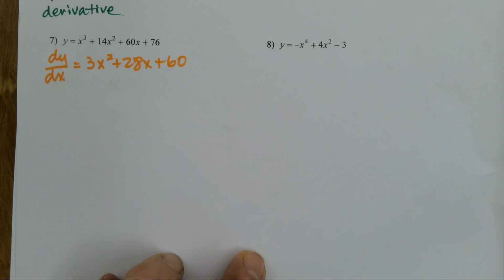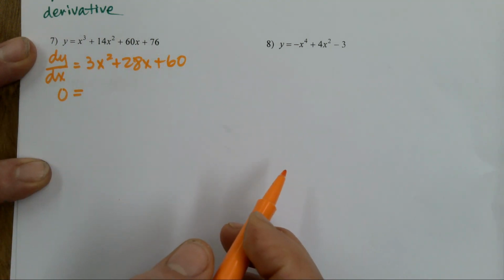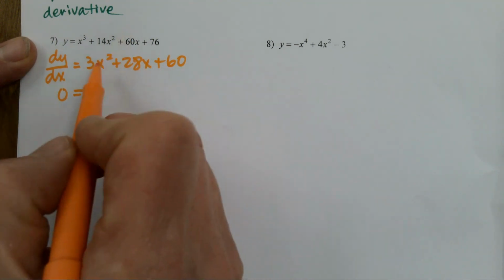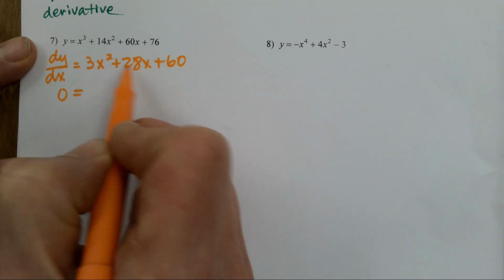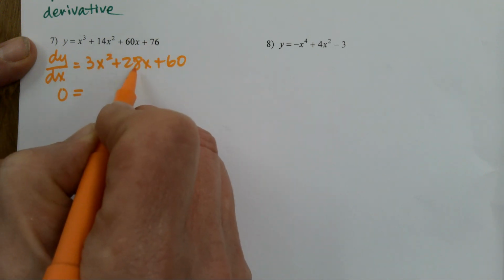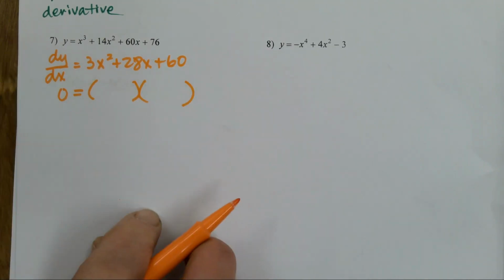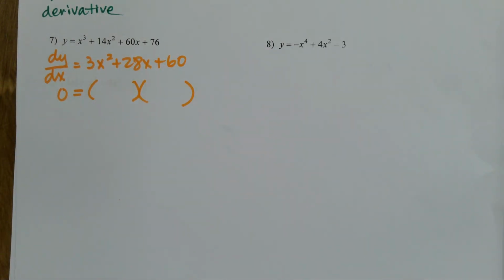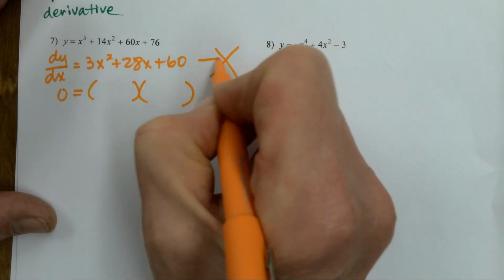So I found my derivative. I'm going to set it equal to 0. Can I factor out anything? I don't think so. I don't think 28, nothing comes out of 28. So I'm just going to factor this however I need to. I'm going to break that down. So we can snowflake it or guess and check or whatever works for you.